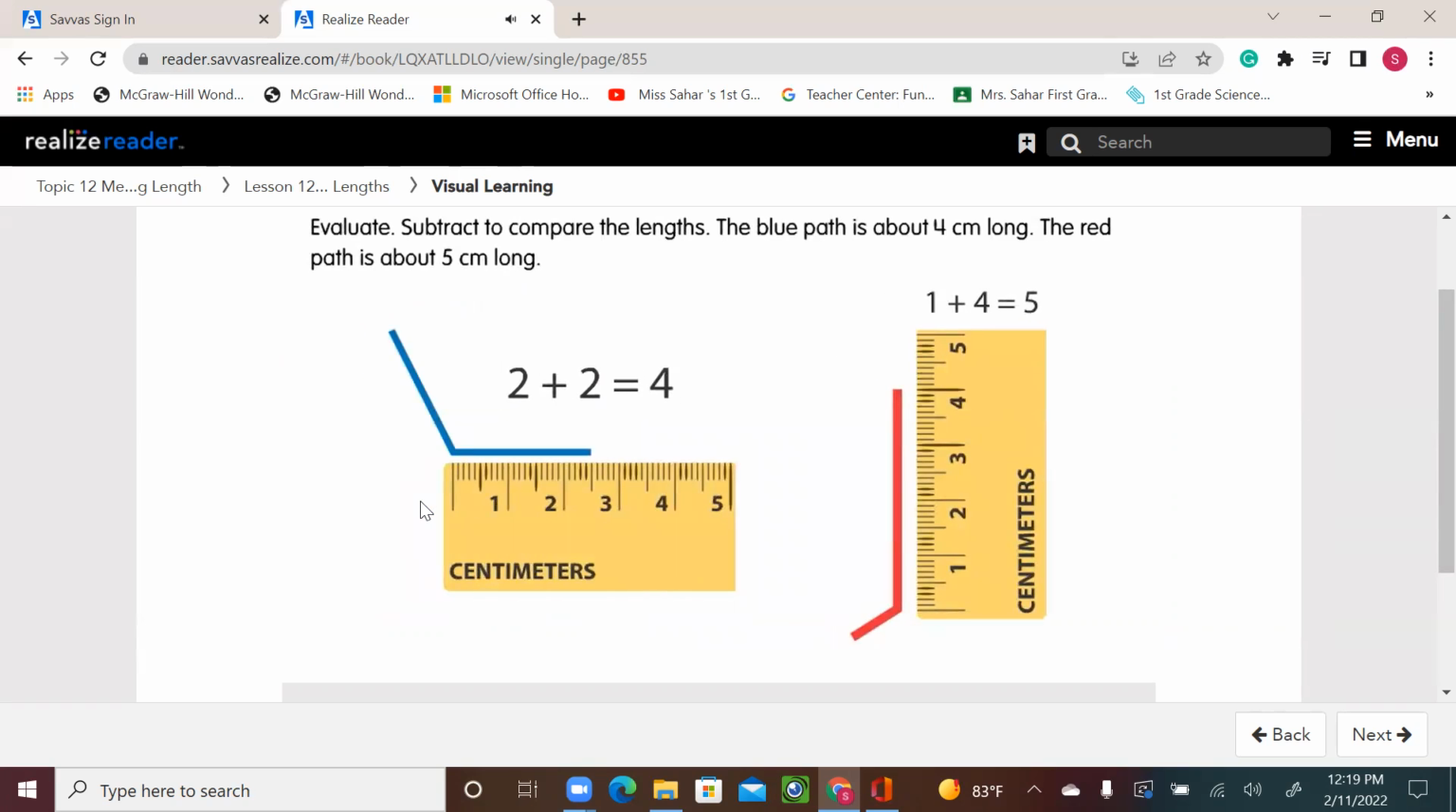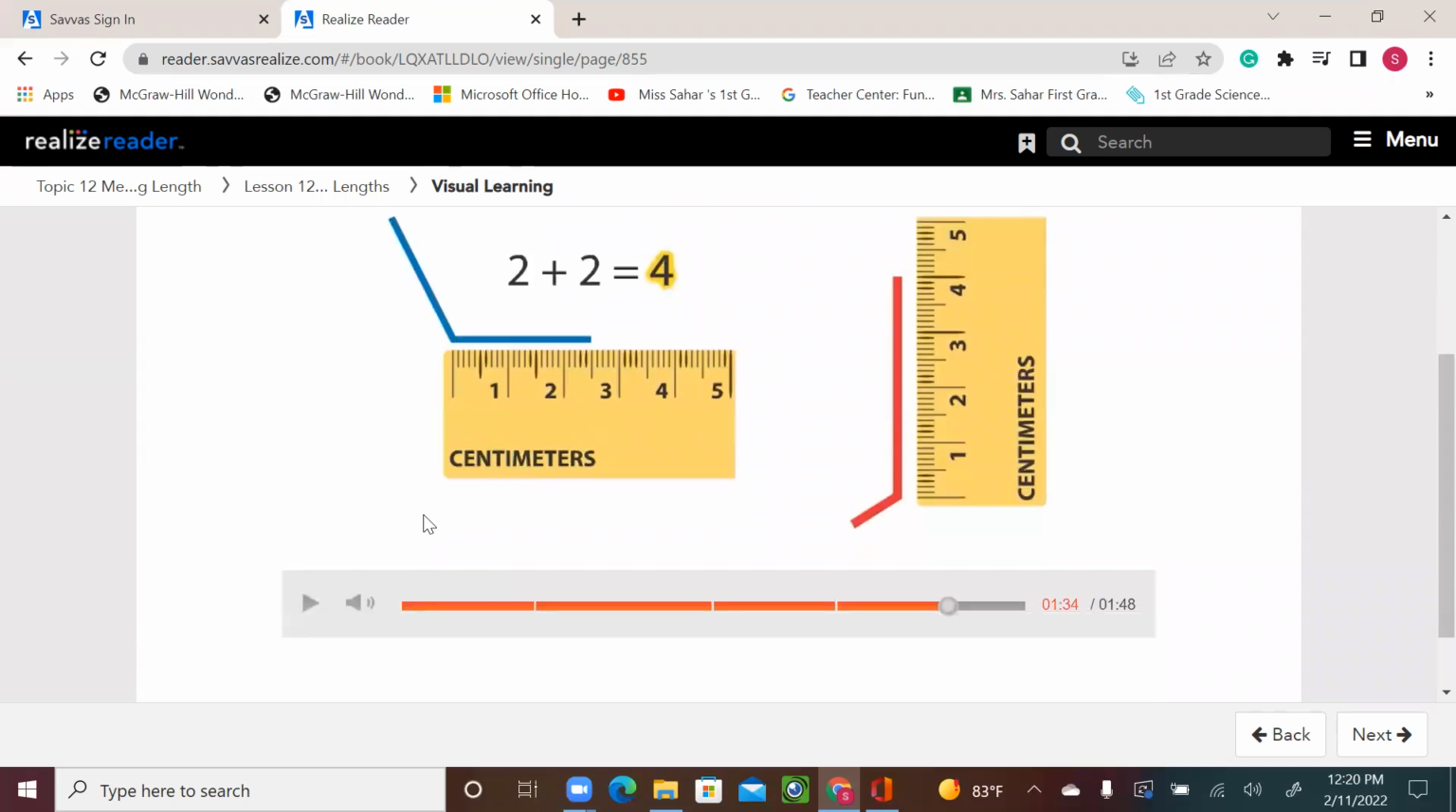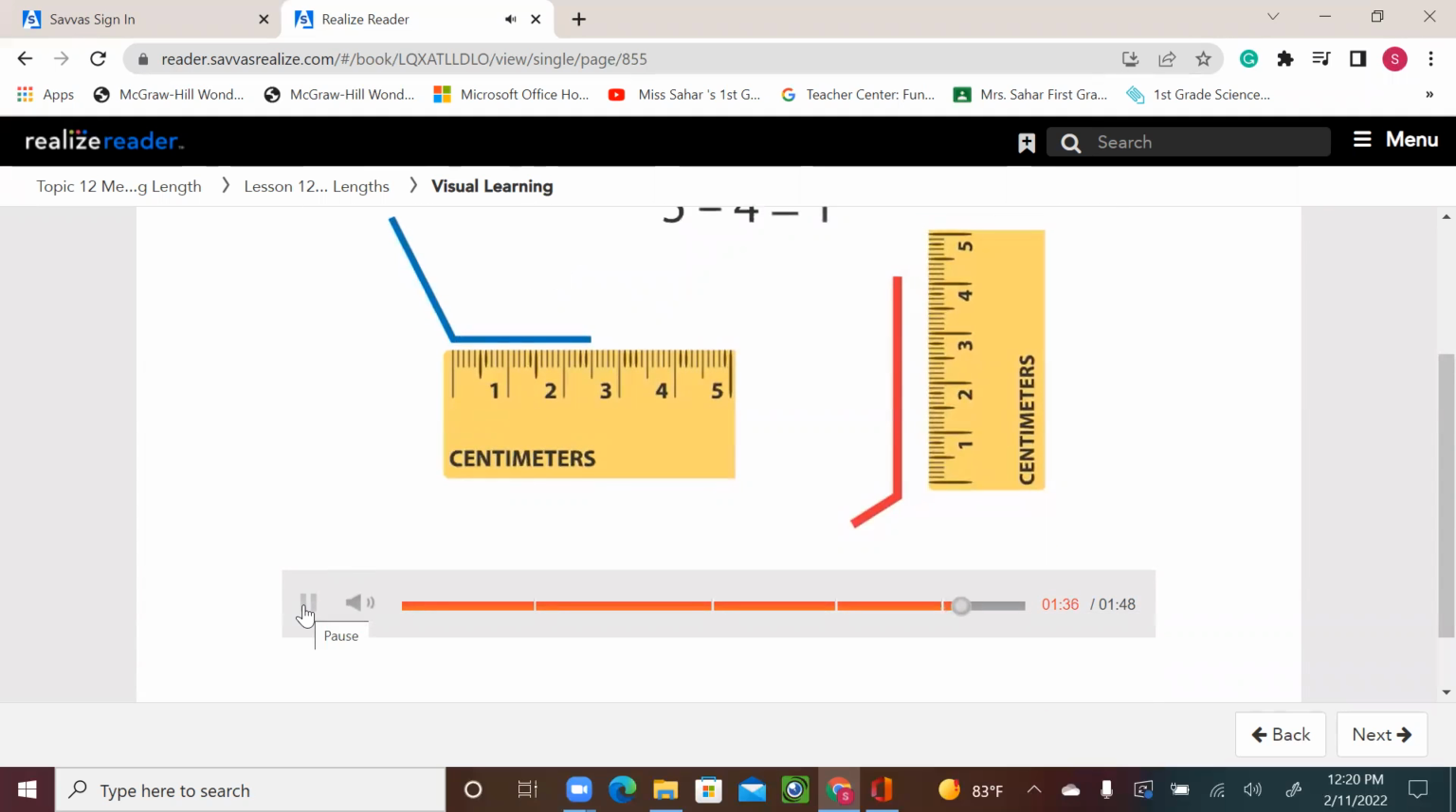Evaluate. Subtract to compare the lengths. The blue path is about 4 centimeters long. The red path is about 5 centimeters long. So now I know that the red path is longer than the blue path. 5 minus 4 equals 1. The red path is about 1 centimeter longer than the blue path.